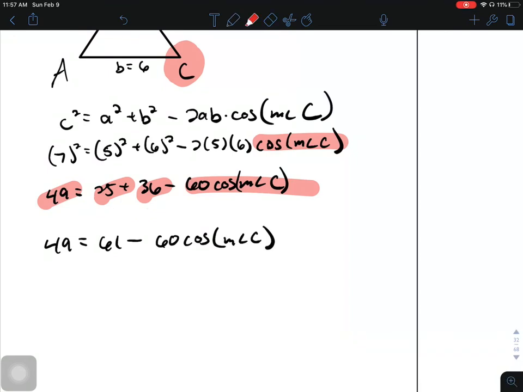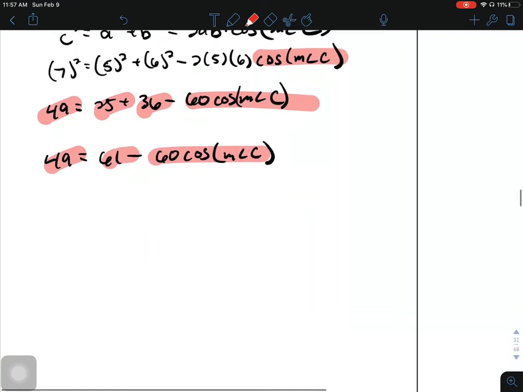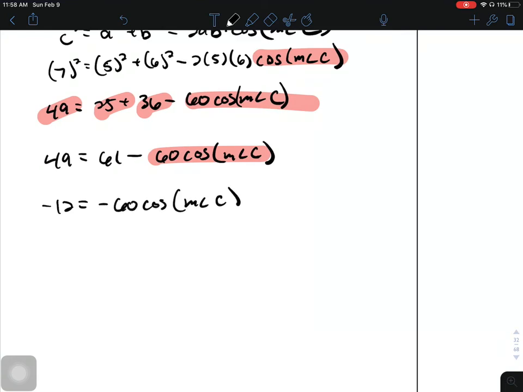How many terms are there in the equation right now? 1, 2, 3. 2 of those are like terms, the 61 and the 49. The other one is this whole big thing, 60 cosine of measure of angle C, not a like term. I'm going to subtract 61 from both sides and get negative 12 equals, here's another rookie mistake. Once we get rid of that 61, this subtract sign becomes a negative. So it's a negative 60 cosine of the measure of angle C. We have two terms. We are trying to isolate cosine of measure of angle C and then isolate measure of angle C.